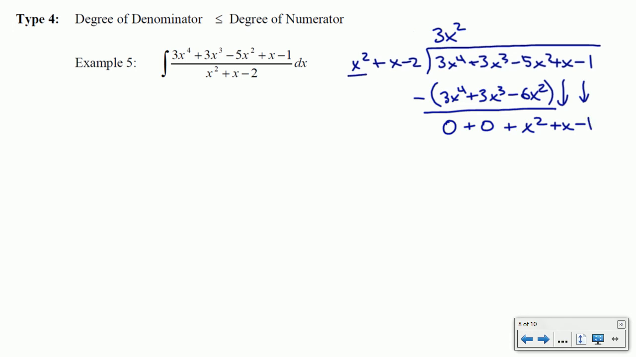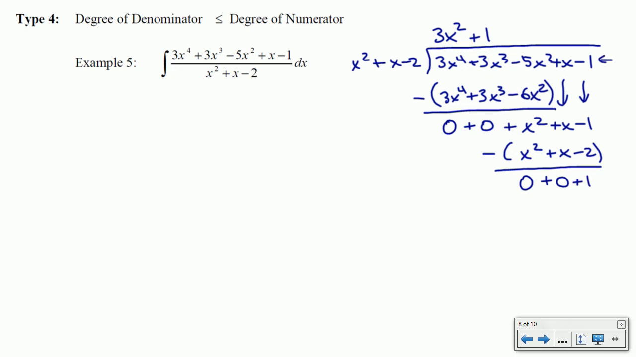Now we focus on x squared and x squared. So x squared needs to be multiplied by 1 to give us x squared. Now we multiply 1 by the divisor and subtract that. So we would have 1 times x squared, which is x squared, 1 times positive x, which is positive x, and 1 times negative 2, which is negative 2. So x squared minus itself is 0, x minus itself is also 0, and negative 1 plus 2 is 1.